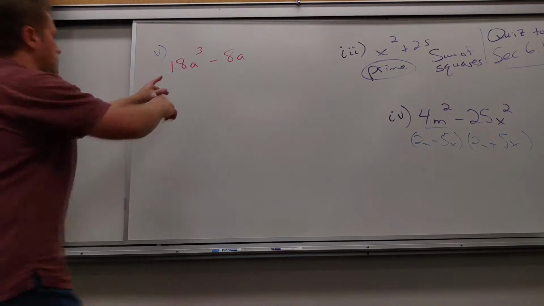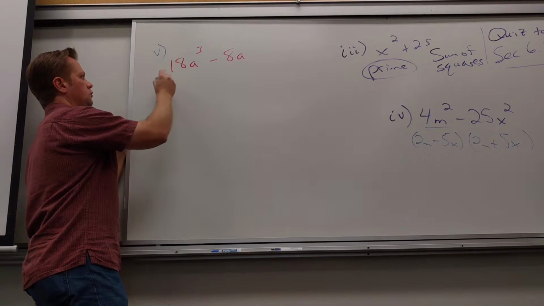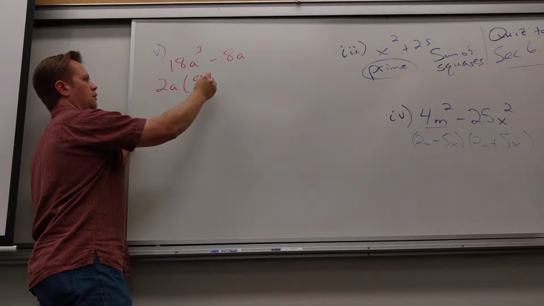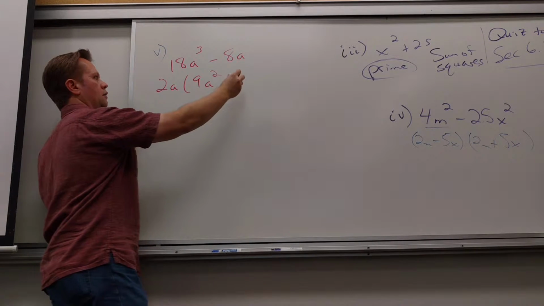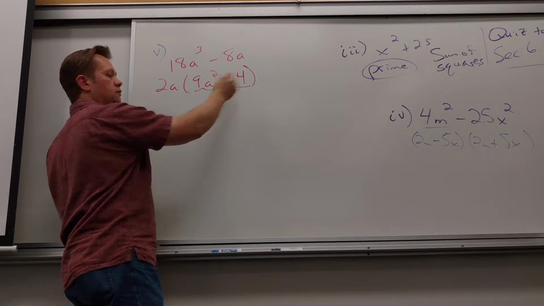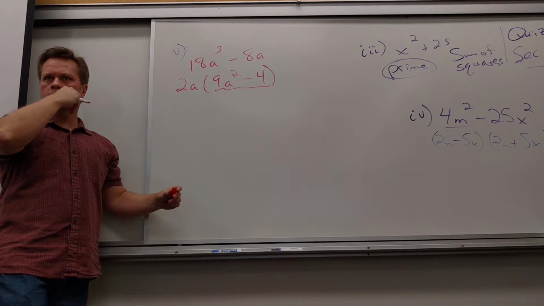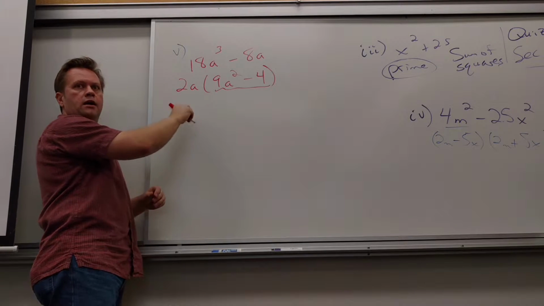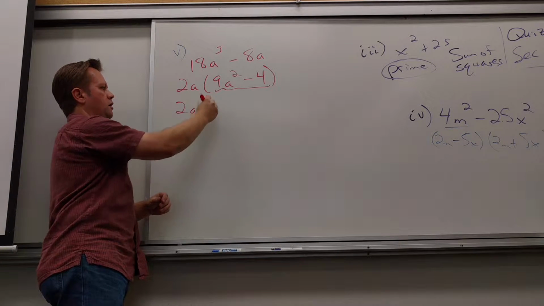Something you can do. So what comes out of both of these? 2? 2a. 9 A squared, A squared minus 4. Look at this. Now we have the difference of squares. Good. So this guy, he keeps coming for the ride. He's just waiting. He's like, come on, come on.